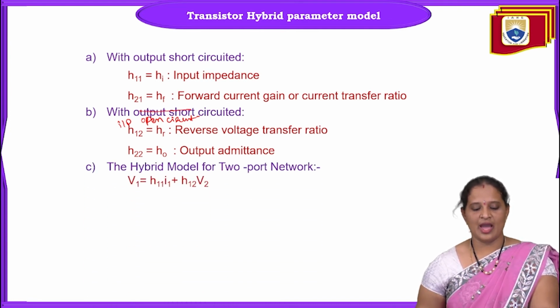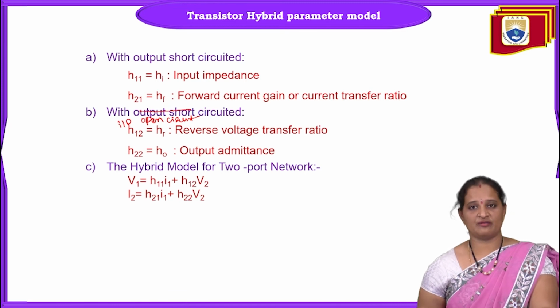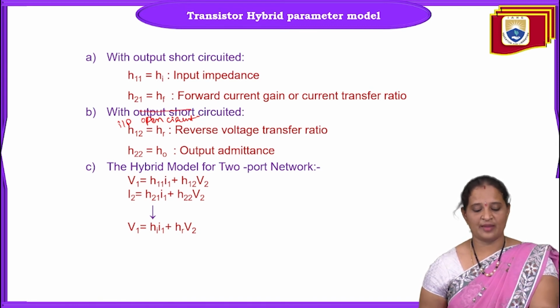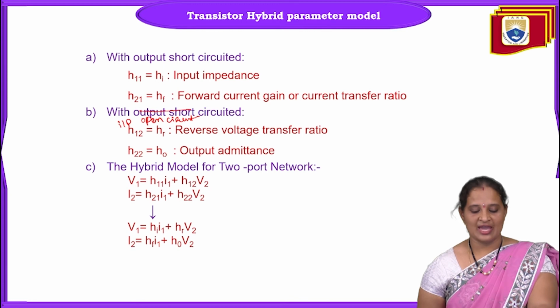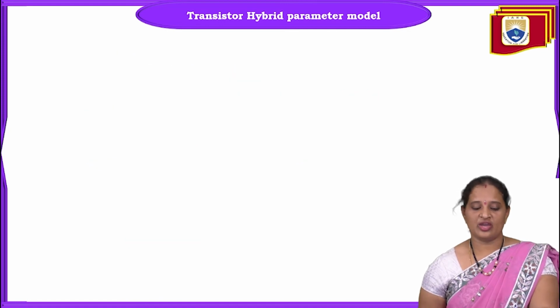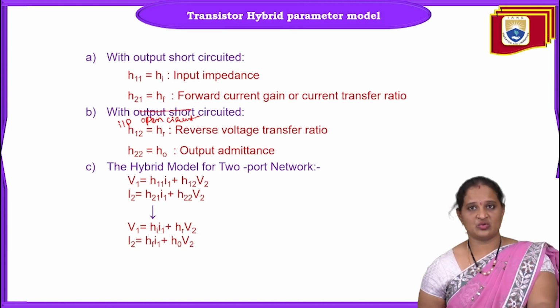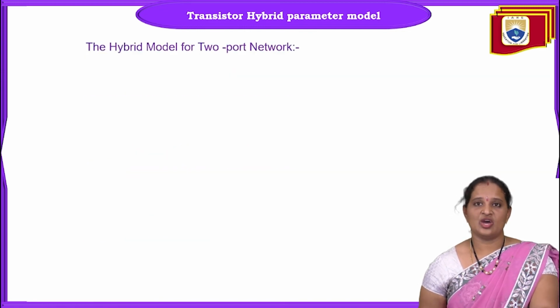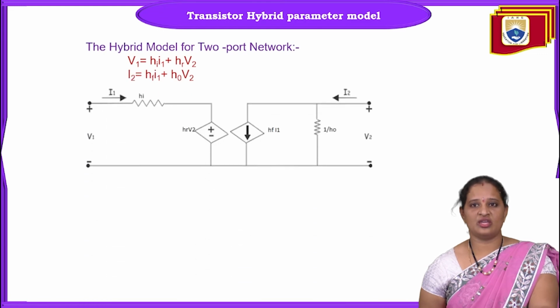So now the two hybrid parameter model of a two-port network can be modified mathematically like this. V1 is equal to hi into I1. In place of H11, I placed hi. H12 is hr, so hr V2, and I2 is equal to hf into I1 plus ho into V2. Here hi means input impedance, hr means reverse voltage gain, hf means forward current gain, and ho means output admittance.